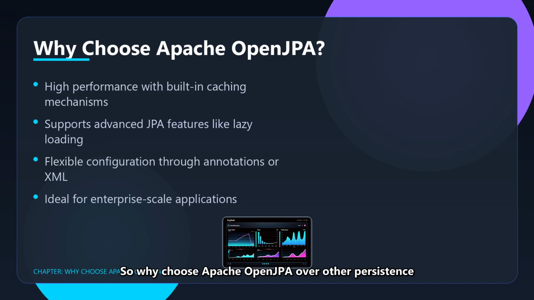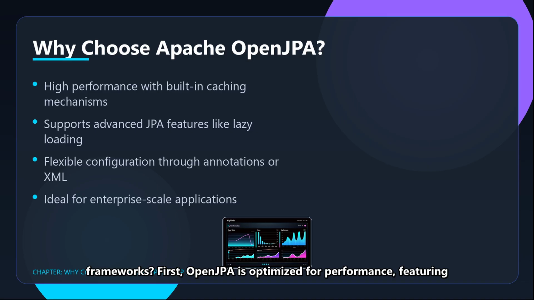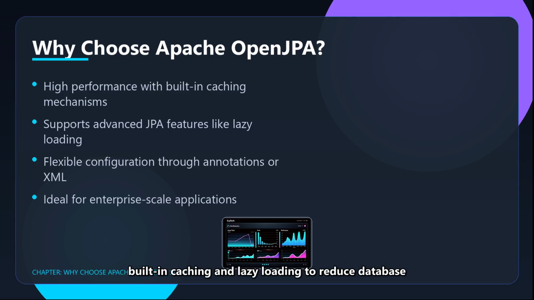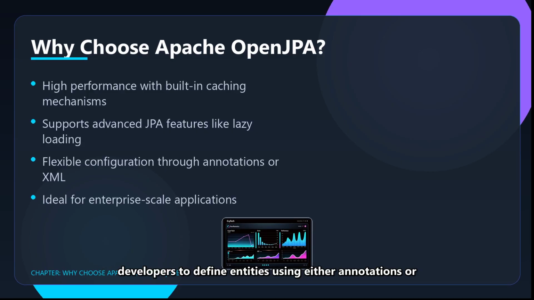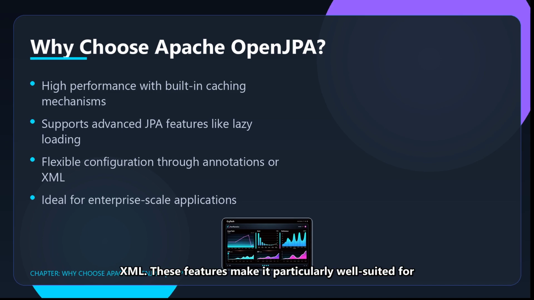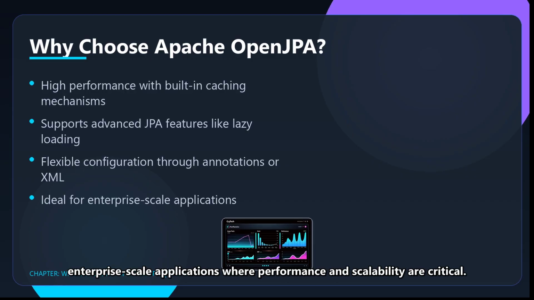So why choose Apache OpenJPA over other persistence frameworks? First, OpenJPA is optimized for performance, featuring built-in caching and lazy loading to reduce database overhead. It also supports flexible configuration options, allowing developers to define entities using either annotations or XML. These features make it particularly well-suited for enterprise-scale applications where performance and scalability are critical.